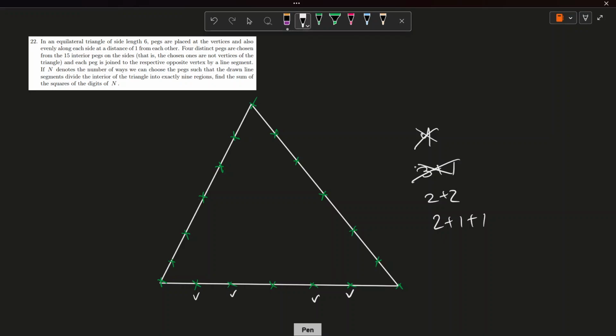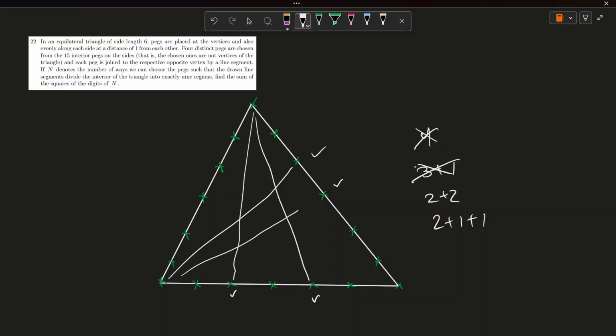Let us find out what happens for the case of 2 plus 2. So in the case of 2 plus 2, say we select this side, we choose 2 pegs here and 2 pegs here. If we join it opposite line, notice that total number of regions comes up to be 9. So this is one of the acceptable cases. 2 plus 2 is an acceptable case.